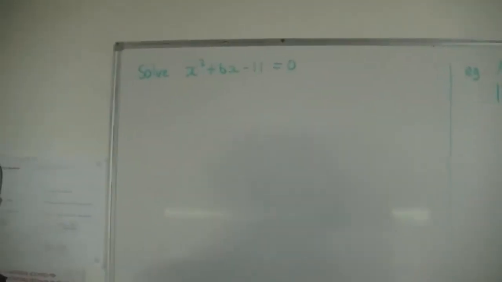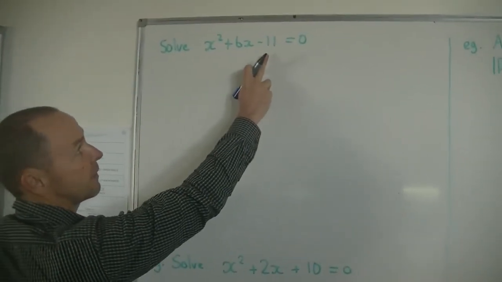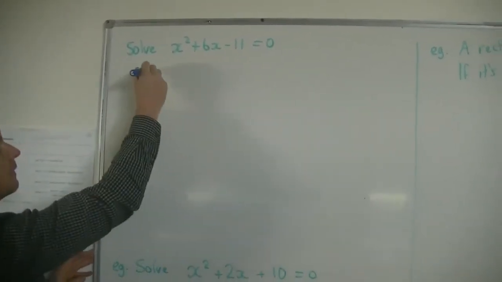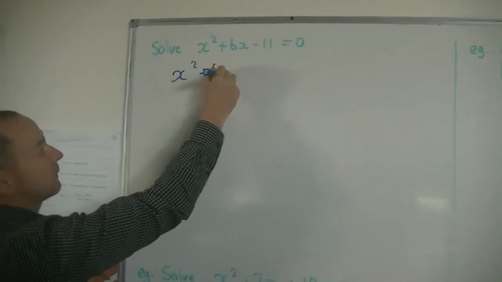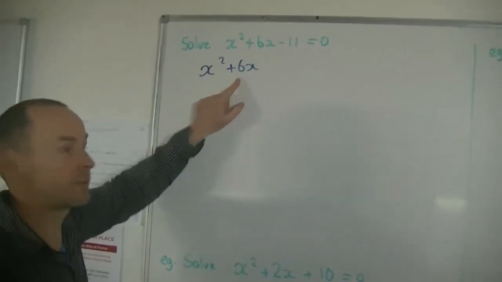So the best way to practice is just do a few more. So in case you can't read it, it's x squared plus 6x minus 11 equals 0. So same process. x squared plus 6x. You'll get good at this once you practice. Half 6 is 3, 3 squared is 9.